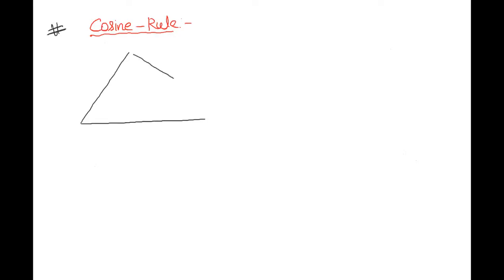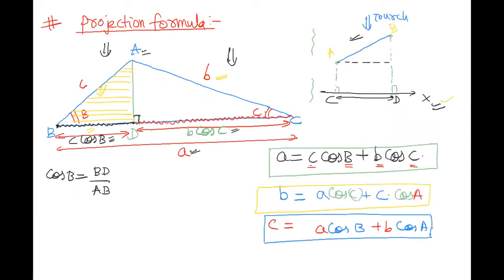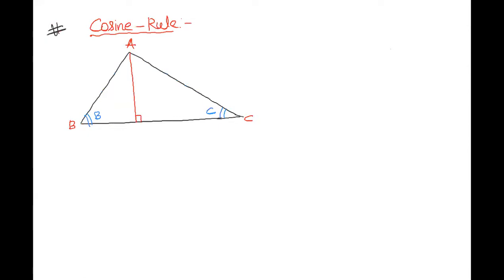Next thing is the cosine rule. Okay, so in this cosine rule, this is a, this is b, this is c, and this is angle B, this is angle C. Previous page, Prasanna, this is the previous page. So in this cosine rule, what I'll write, this is D.